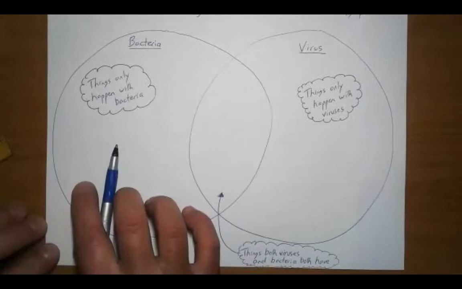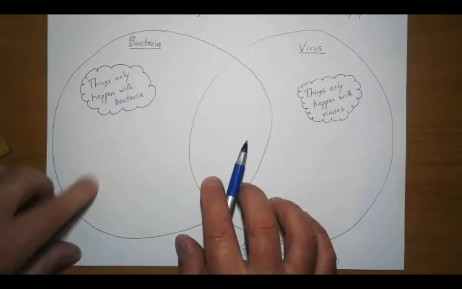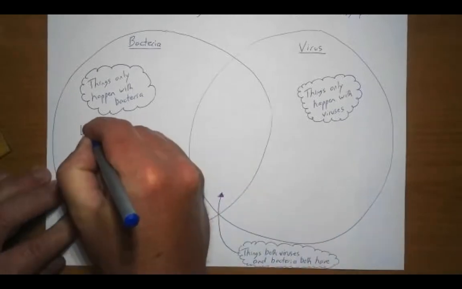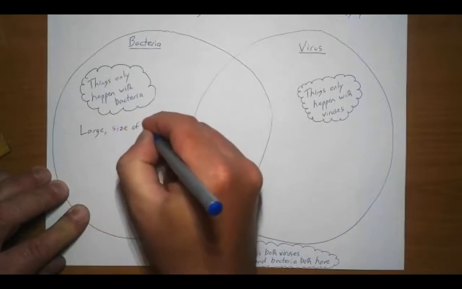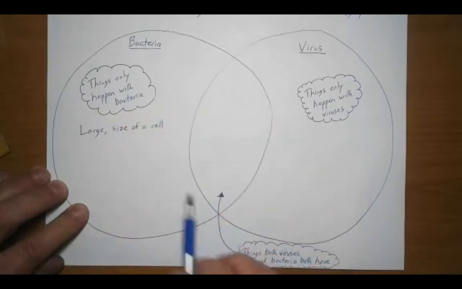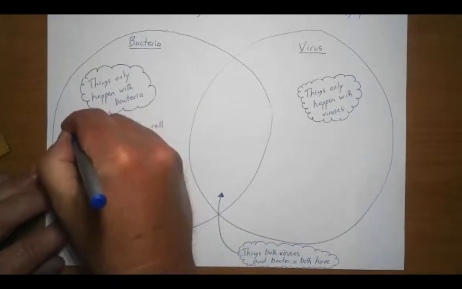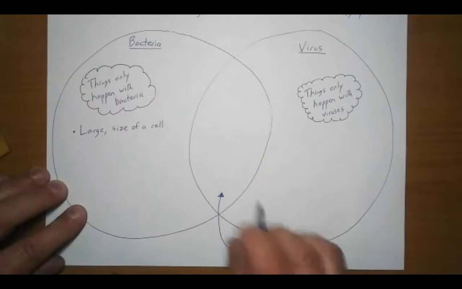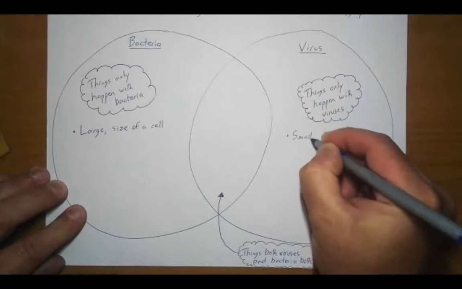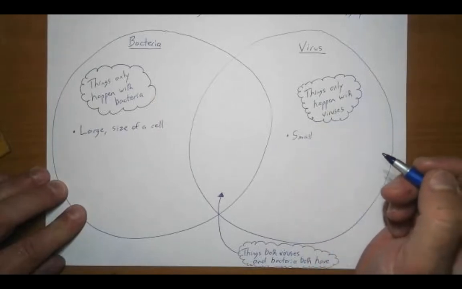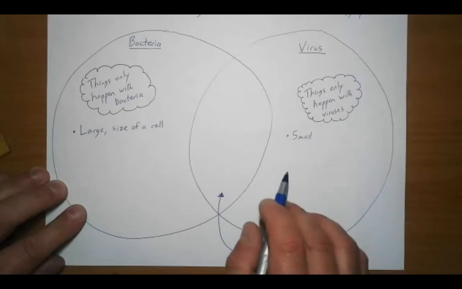Okay, before I write that in here, I got to ask, are viruses large and about the size of the cell? No, they are not. They're small. So I would say bacteria is large, size of a cell. Okay, notice it's not a complete sentence. It doesn't need to be. Bullet points are good to kind of separate things out. So if this is large, then I come over here, I say, all right, well, what is this? This is small.